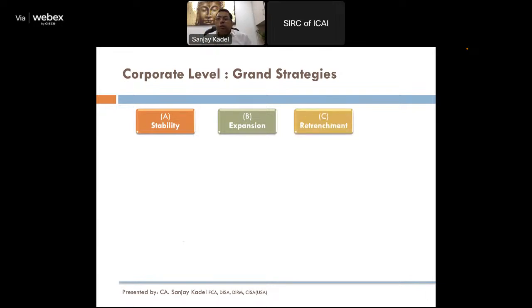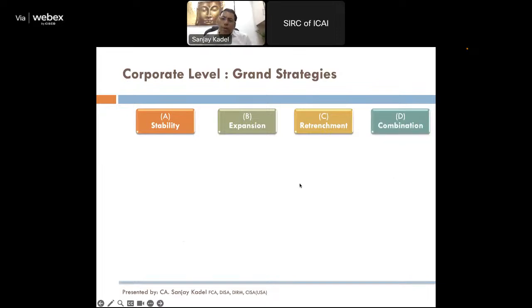Third is retrenchment. Retrenchment means cutting down. Either you bring down your employees, number of employees in your organization, or you remove some products from the market, or you close down some of your branches. So any activity related to reducing your operations or activities, we call it as a retrenchment strategy.